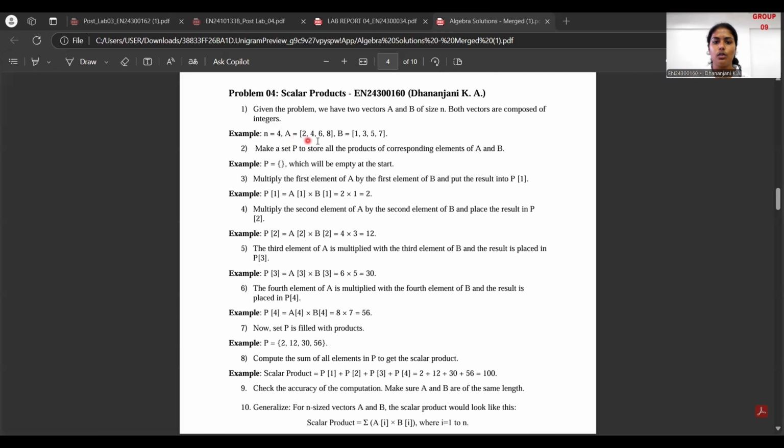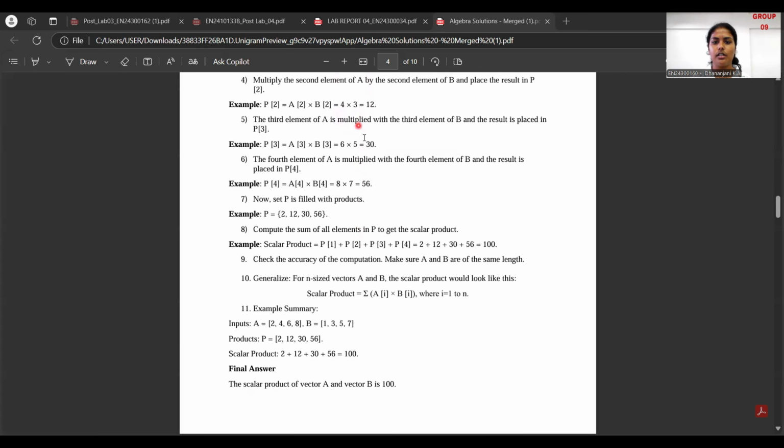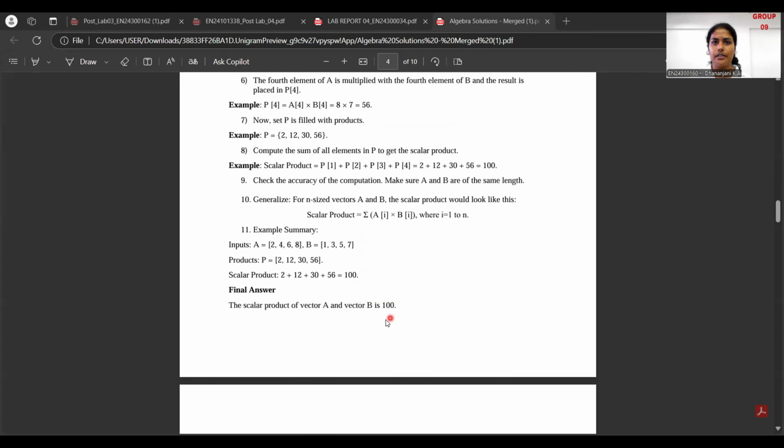Suppose A is equal to 2, 4, 6, 8 and B is equal to 1, 3, 5, 7. First, we multiply the corresponding elements: 2 times 1 is equal to 2, 4 times 3 is equal to 12, 6 times 5 is equal to 30, 8 times 7 is equal to 56. The results are collected in a set P, which is 2, 12, 30 and 56. Adding these together gives us 100, which is the scalar product of A and B.